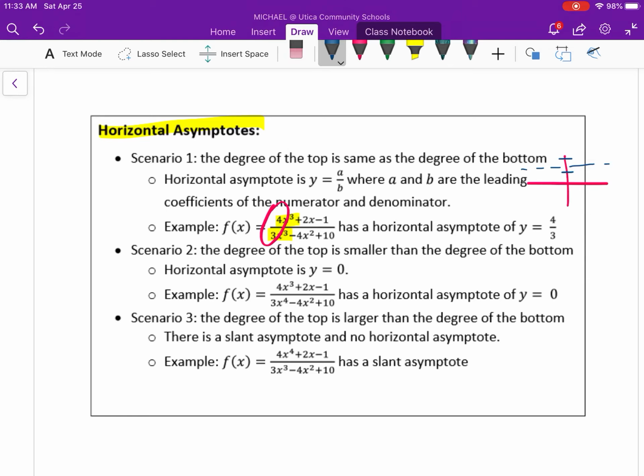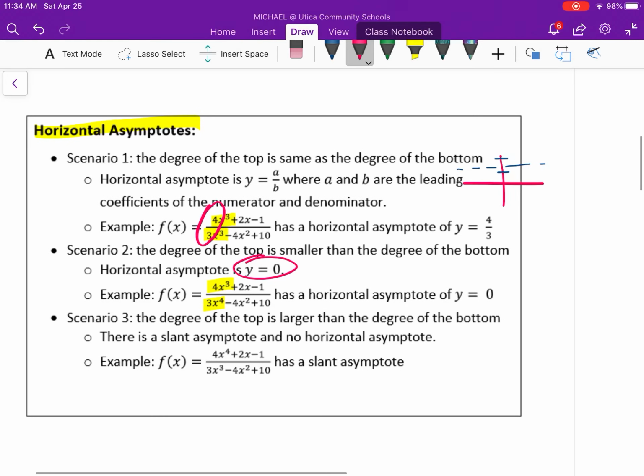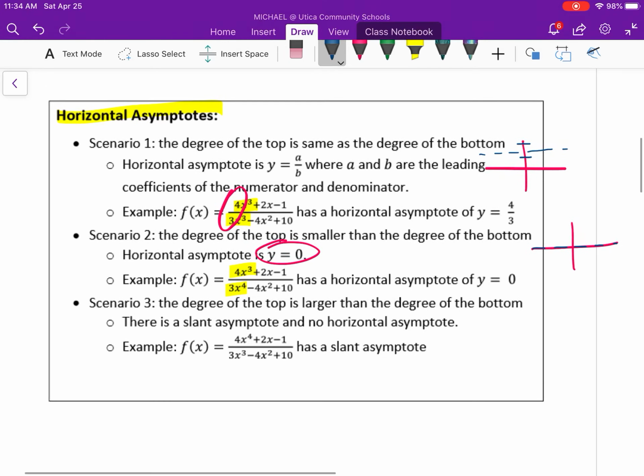Scenario 2 is when the top degree is smaller than the bottom degree. In this example, the top degree is a cubic, the bottom degree is a quartic, 3 being smaller than 4. In that case, it's automatically y equals 0. So we don't look at leading coefficients in this case, it's just automatically 0. The horizontal asymptote would be the x-axis.